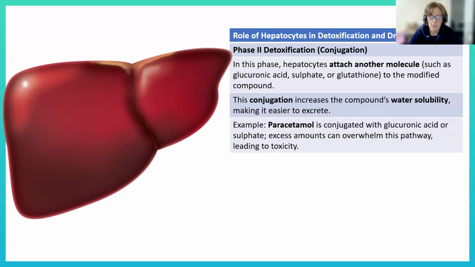But paracetamol is an example of a drug which can be quite toxic, and that is one which is conjugated or stuck together with another chemical, glucuronic acid or sulfate, to get rid of it from the body, to break it down, to detoxify it. If you take excess amounts of paracetamol, it can overwhelm this pathway, so the pathway can't cope quick enough, and it can lead to toxicity.